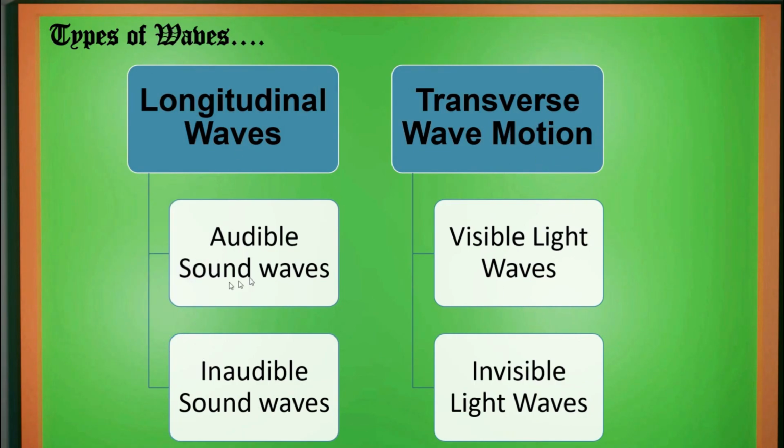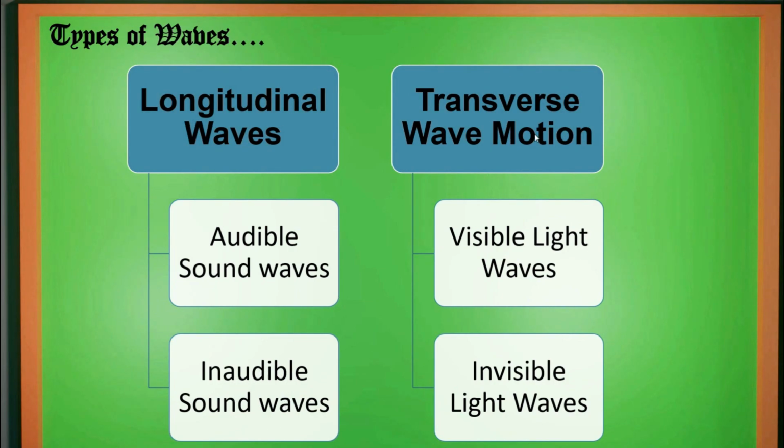In sound, there are sounds which we can hear. Those are audible sounds. Its range is 20 Hz to 20 kHz. And there are inaudible sounds. These are below 20 Hz and above 20 kHz. These are audible to few animals.